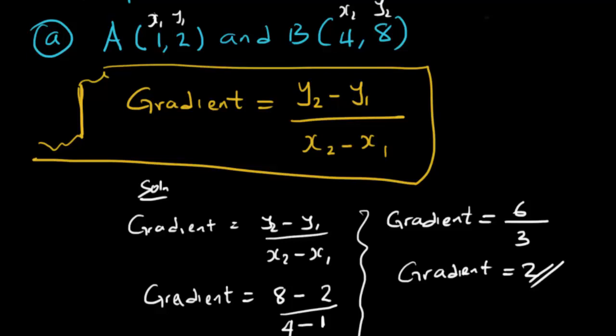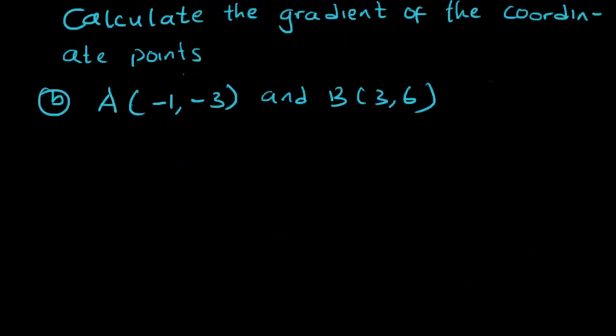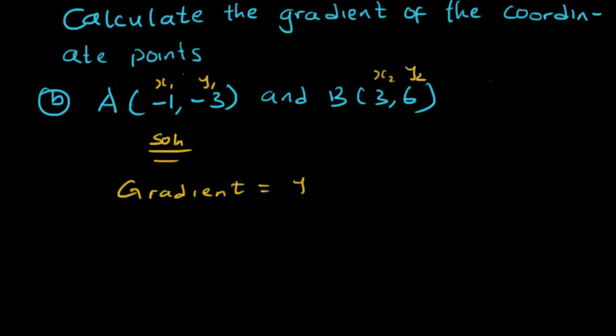Let's take another example. Calculate the gradient of the coordinate points A(-1, -3) and B(3, 6). Now let's do this. Remember, the first thing you want to do is to label the coordinate points x1, y1, then we have x2, y2. The next thing is to write the formula. So gradient equals rise over run. So we have y2 minus y1 over x2 minus x1.